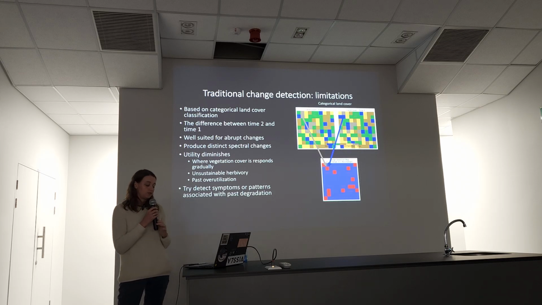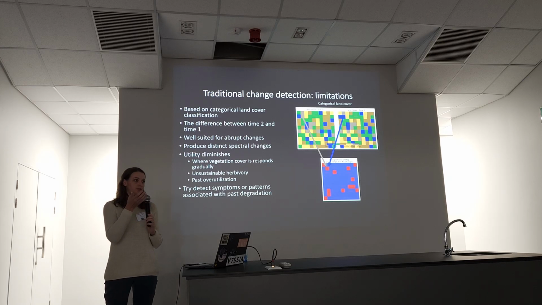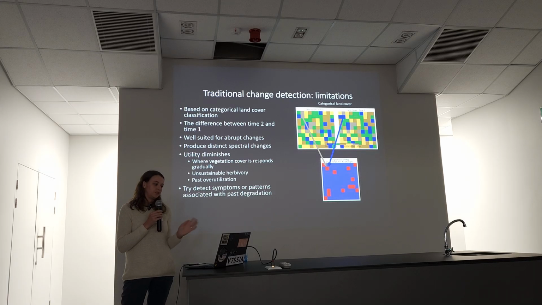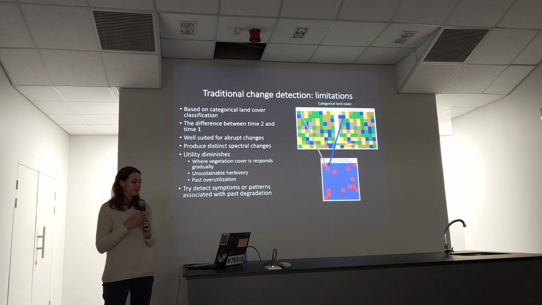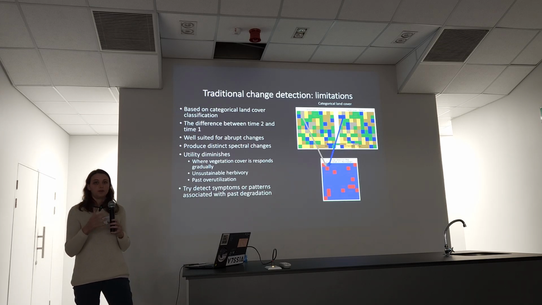So this is very well suited for abrupt changes like clearing, because you can detect a clear NDVI reduction, for instance. But the utility diminishes where the vegetation cover responds gradually, like overgrazing or browsing, unsustainable herbivory, past overutilization. And then we have to try and detect the symptoms and patterns associated with this past degradation, like Alistair mentioned this morning.